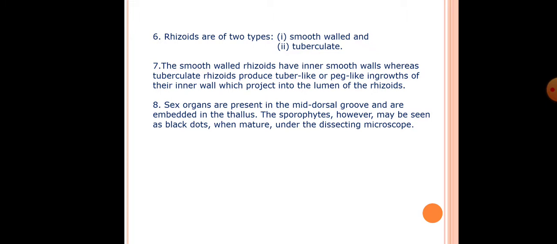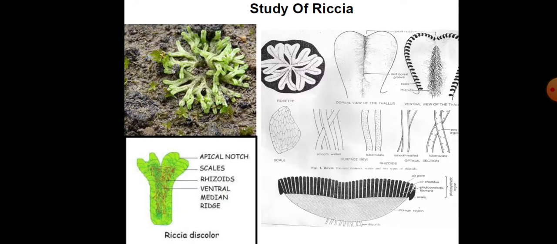Rhizoids are of two types, smooth walled and tuberculate. The smooth walled rhizoids have smooth inner walls, and tuberculate rhizoids have tuberculate or peg-like ingrowths in the inner wall of the rhizoids. Sex organs are also present in the mid-dorsal groove and are embedded in the thallus. The sporophytes, however, may be seen as black dots when mature under the dissecting microscope. This is the morphology of Riccia.